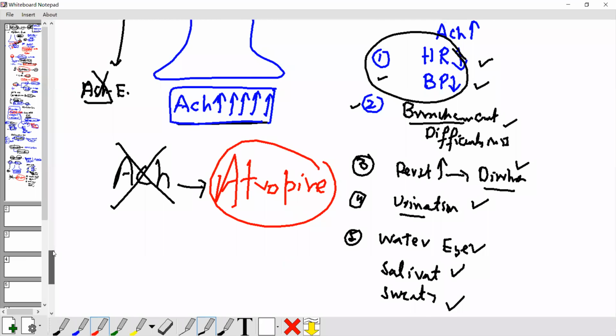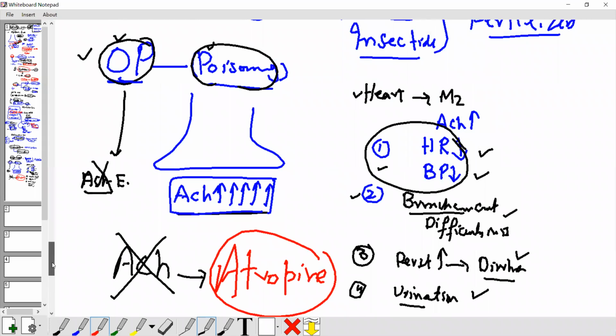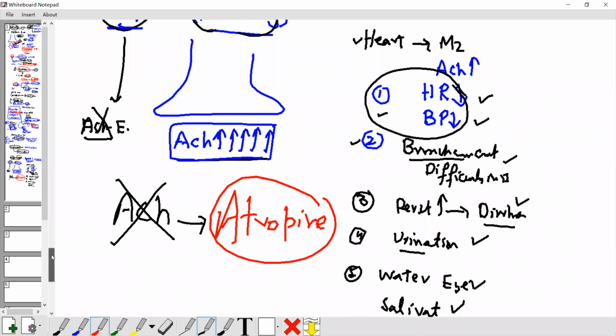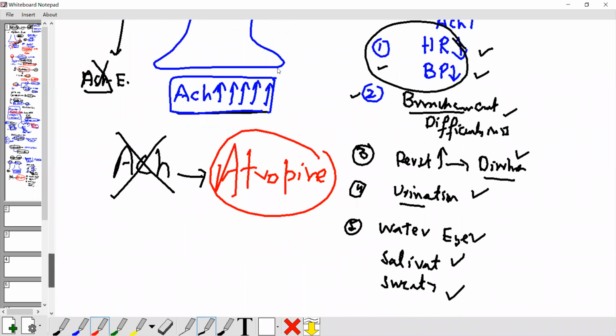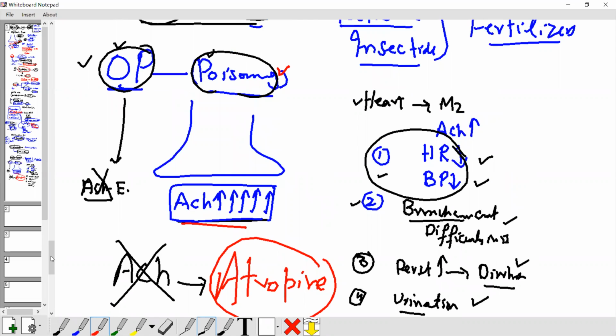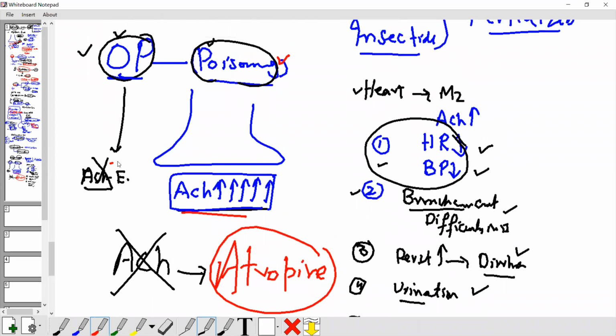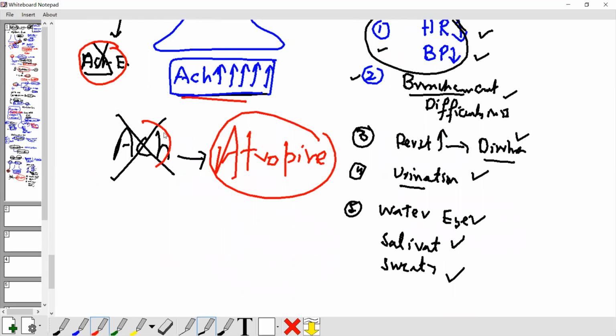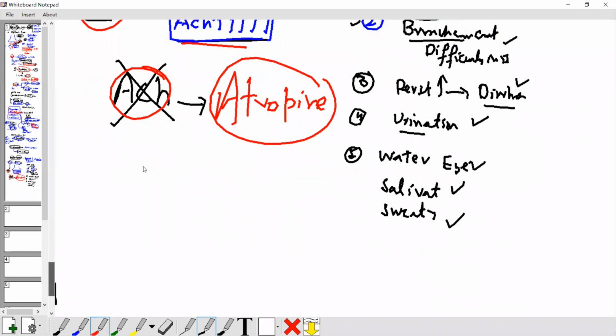If any patient has organophosphate poisoning, organophosphate poisoning increases acetylcholine level. Why? Because it blocks this enzyme. So if you want to save the life of the patient, you must block this acetylcholine. You must block its action on the heart, and you can save the heart. Done? Because there is a very high level of acetylcholine.